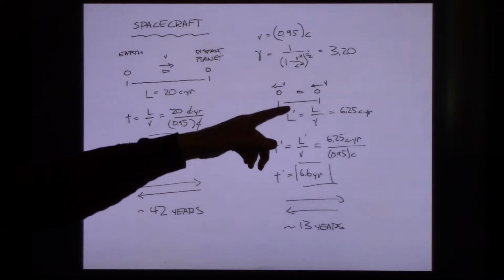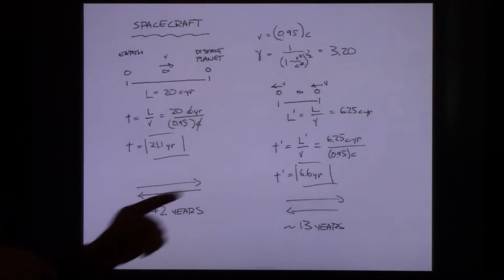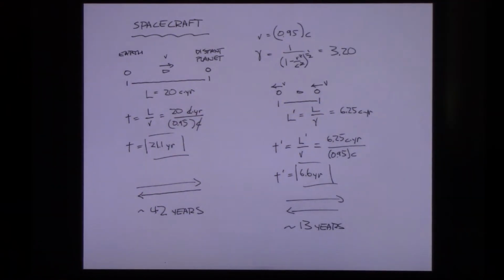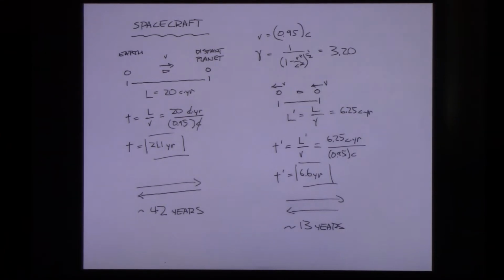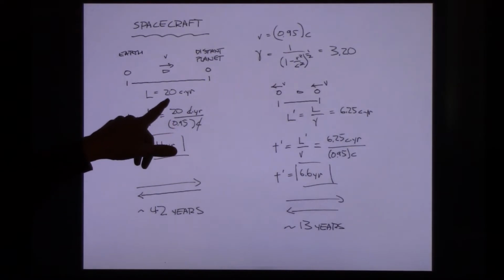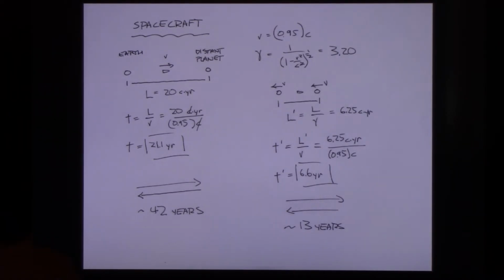But now let's move over and ask what's happening in the spacecraft. In the spacecraft, what we're going to find is the Earth is moving away from the spacecraft, and the planet is approaching the spacecraft. Now, I can use length contraction because the Earth and the planet are in a different reference frame. I can use length contraction to find out how much distance there is between the Earth and that planet in my reference frame. So instead of the Earth and the distant planet being separated by 20 light years, in the rest frame of the spacecraft, it's only a 6.25 light year distance between the Earth and the planet.